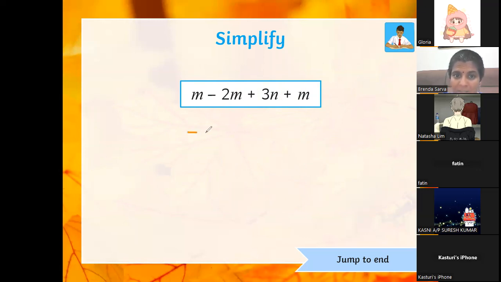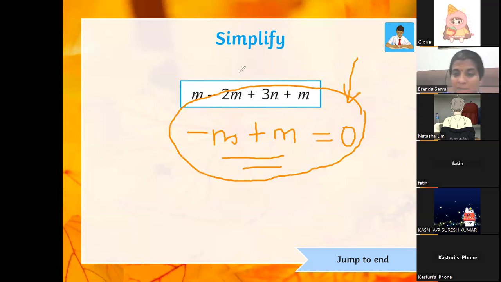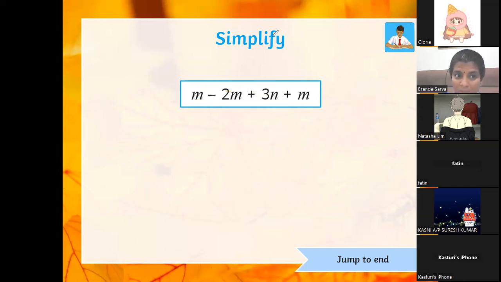Remember that. Negative m plus m. This negative m is negative 1m, and positive m is positive 1m. It's just that the 1 is hidden. So if I don't write that 1, this answer is still 0. This is a very important understanding in maths. You have to understand this. Who can understand this? Hands up. Negative m plus m is 0. Negative a plus a is 0. Okay, this is important.